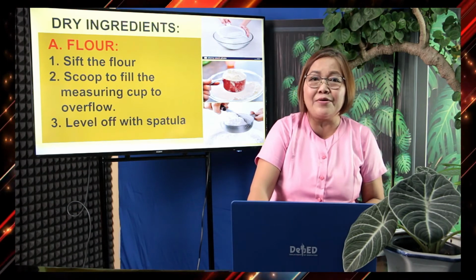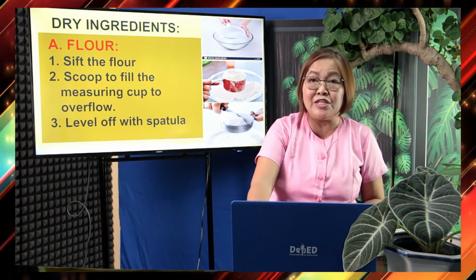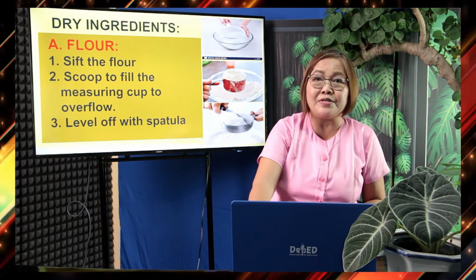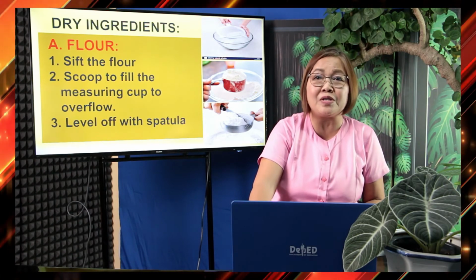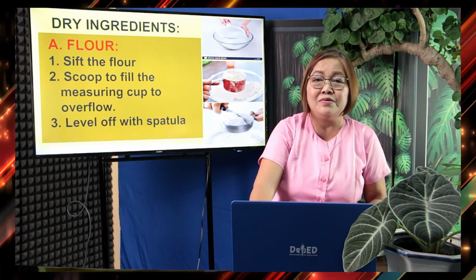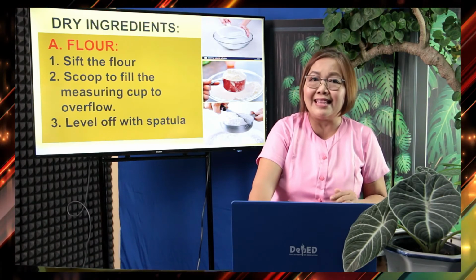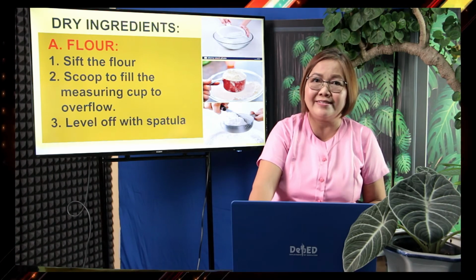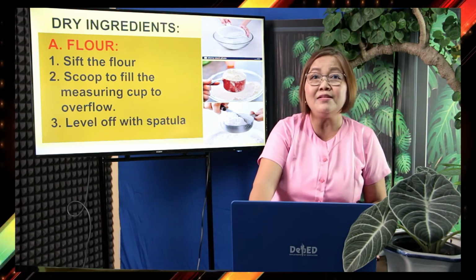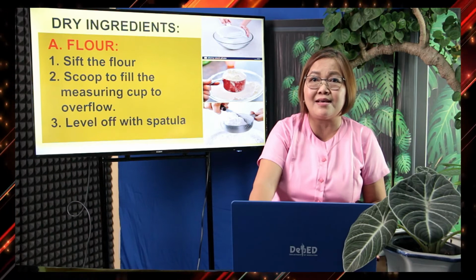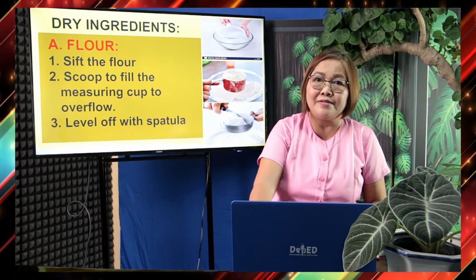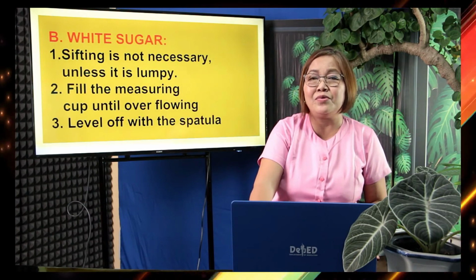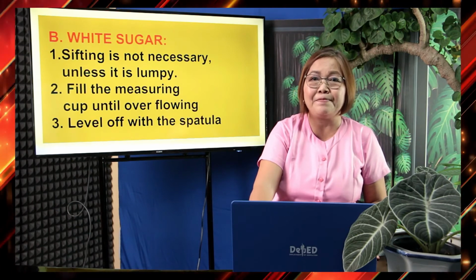Okay. Now, next is to scoop the powder or to fill up the measuring cup to overflow. Then, the last step is to level off with a spatula. Okay, it's very simple. Now, let us proceed to the next powder ingredient, which is the white sugar.